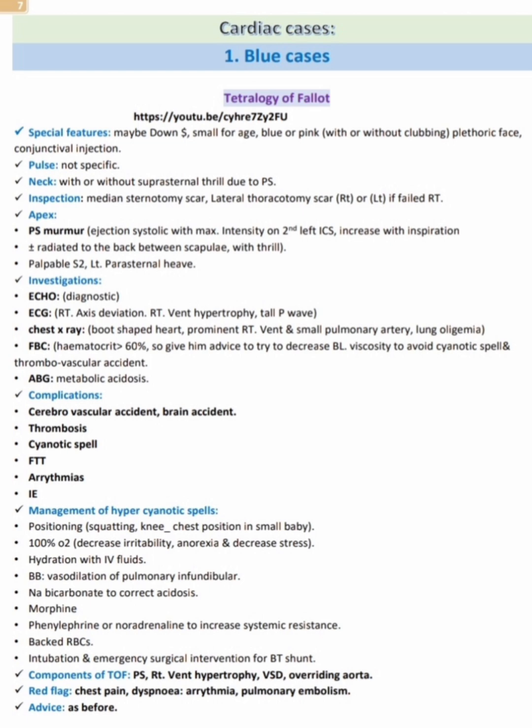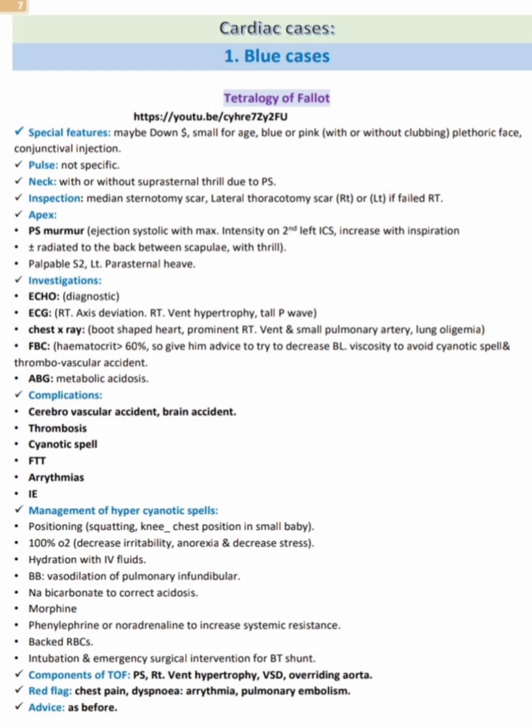Management. How can we manage the hypercyanotic spells of TOF? First, positioning: squatting for older children and knee-chest position for small babies, 100% oxygen, decrease irritability and anorexia, and decrease stress. We give hydration with IV fluids, then beta blocker for relaxation of the pulmonary infundibular spasm. Sodium bicarbonate to correct the acidosis, we give morphine, and phenylephrine or noradrenaline to increase systemic resistance. We give packed RBC, intubation, and in emergency, surgical intervention with BT shunt.